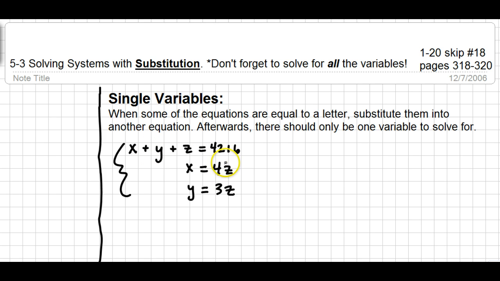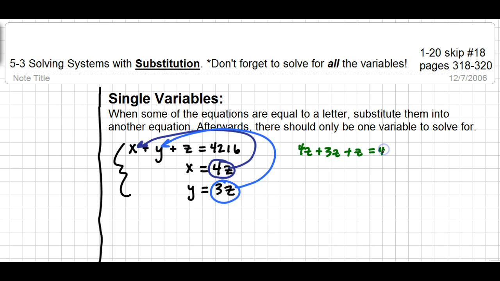So what I'm going to do is take 4z here. I'm going to plug that in for x. So I'm going to replace x with what x is equal to. I'm going to do the same thing with y. I'm going to replace y in this equation with what it's equal to. I'm going to leave that z alone, and I'm going to leave the 4216 alone. After I'm done substituting, I'll get a brand new equation. So instead of x, I'm going to rewrite that equation as 4z. Instead of y, I'm going to replace that with 3z. And then the rest of the equation just stays the same. z equals 4216. Now as you look at your new equation, there's only one variable left to solve.